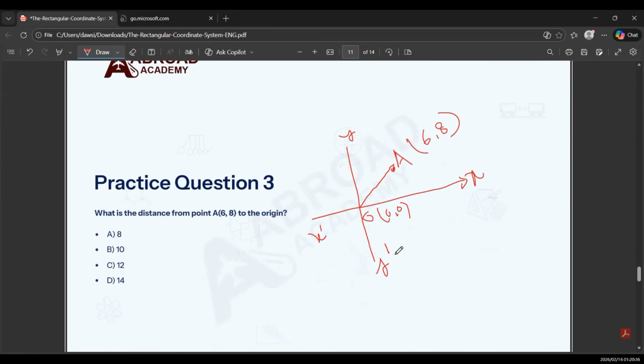As we know, from the origin, the formula is OA equal to root over x square plus y square. So what will be the answer? The value of x is 6 and the value of y is 8. That means root over 6 square plus 8 square. I think the answer will be 10.